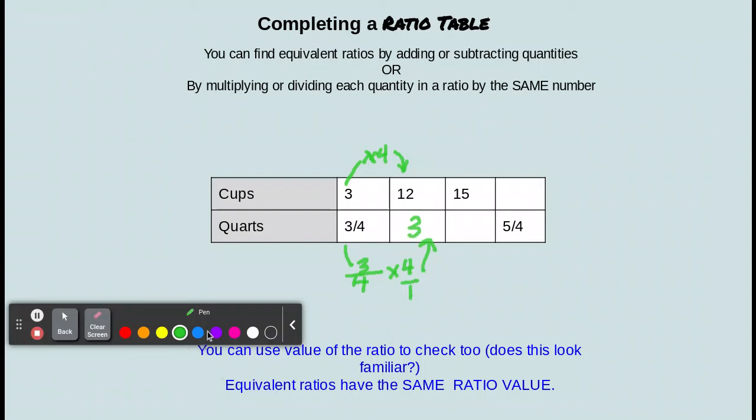All right. Now let's look at how we got this next number, 15. 12 and 15 can't really multiply or divide. So maybe if we add the 3 plus the 12, we get 15. 3 plus 12 is 15. Yep. So what about here then? So we'd have to add 3/4 and 3, which gives us 3 and 3/4.